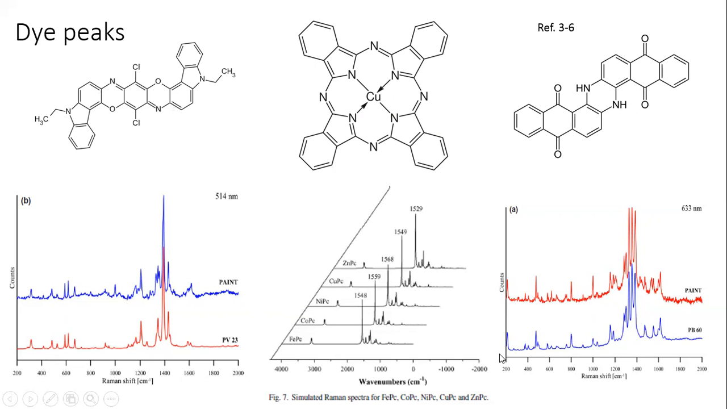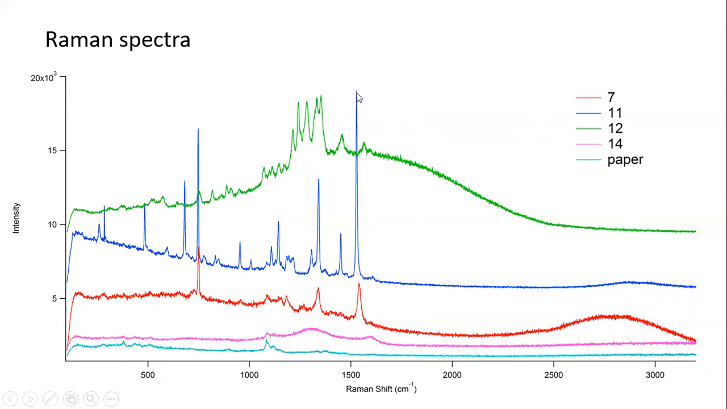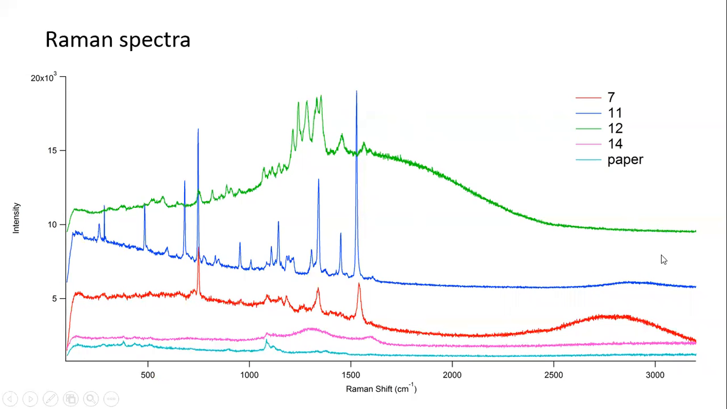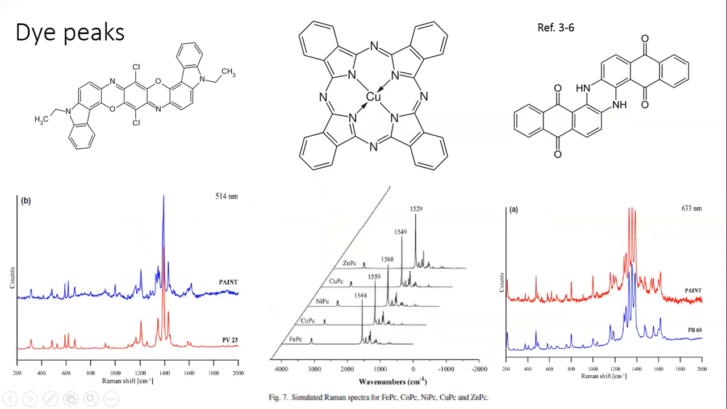All the papers where these pictures come from, there are references to those papers at the end of the presentation. But using this work done by other people, we were able to identify that, for example, this peak right here is attributed to pigment blue 15, this peak right here to pigment violet 23, and this mountain range here from 1,000 to 1,500 is probably attributed to pigment blue 60, as you can see. Sorry about that. My presentation does not want to go smoothly.